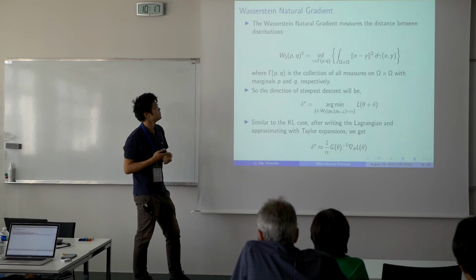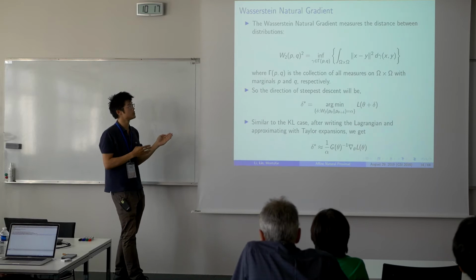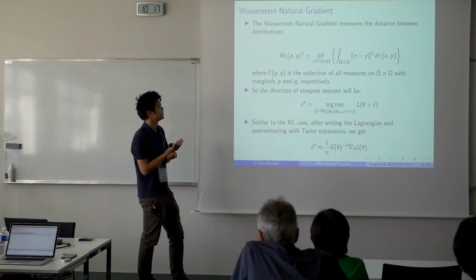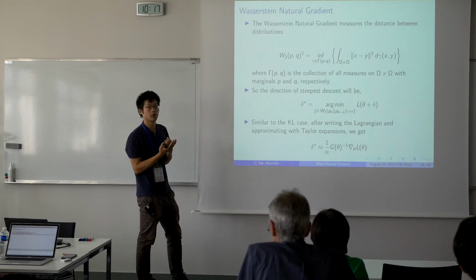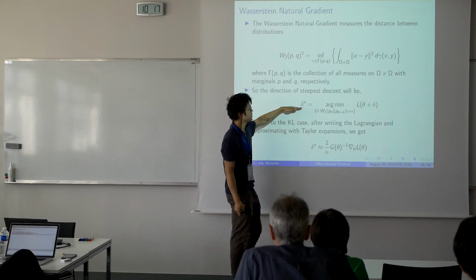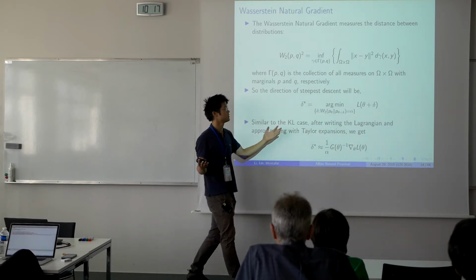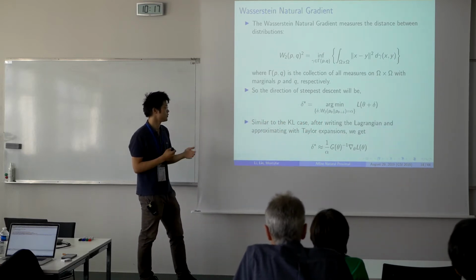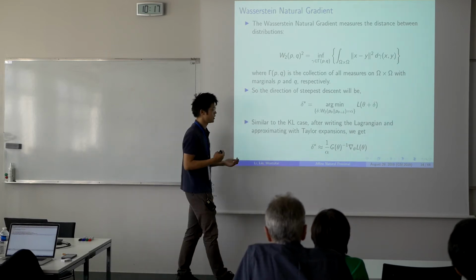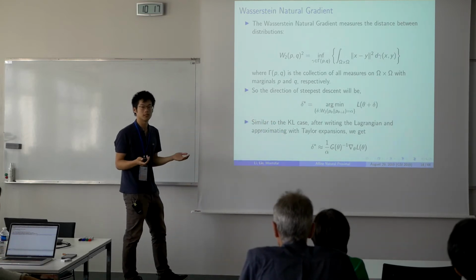The Wasserstein gradient measures the distance, and this is how the Wasserstein 2 distance looks. It's the infimum over all joint distributions with marginals p and q. Then the Wasserstein natural gradient just changes this bottom part from KL to W2. Similar to the KL case, we can write the Lagrangian, expand by Taylor series, and get a similar expression, where G is the Riemannian metric tensor.